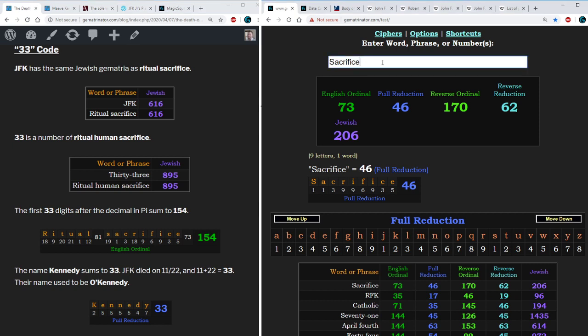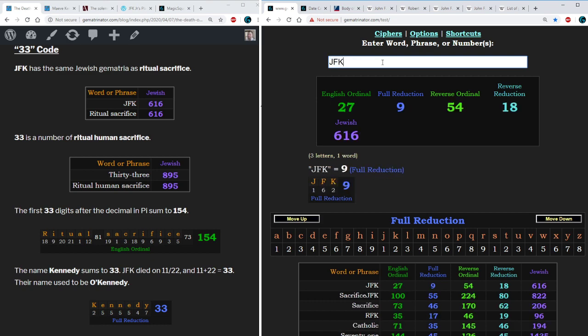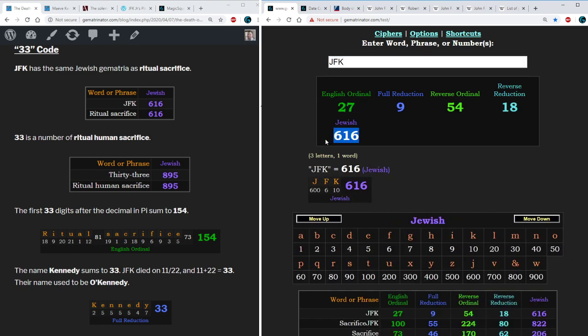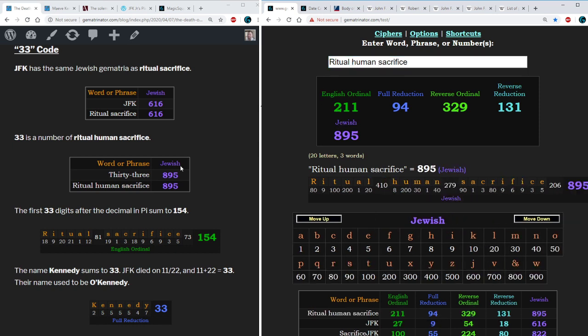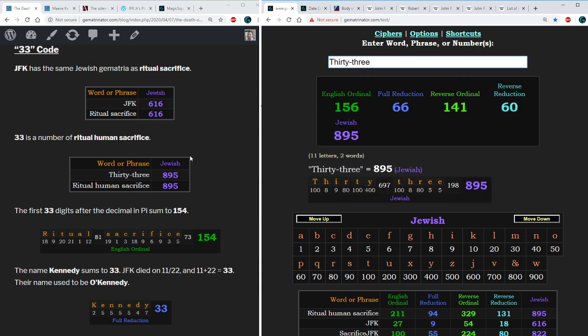So let's talk about this ritual sacrifice code, which is extremely prevalent in the deaths of JFK and RFK. In Jewish Gematria, the initials JFK have a value of 616. This is the same as ritual sacrifice, 616. Now, a significant number of ritual human sacrifice is 33. Notice how both these phrases sum to 895 in Jewish Gematria.